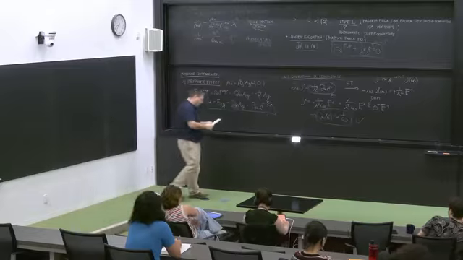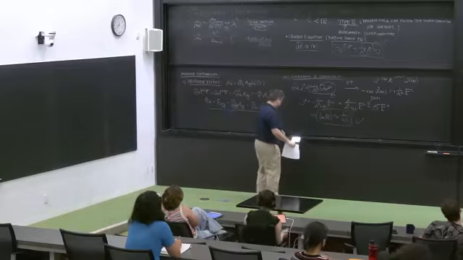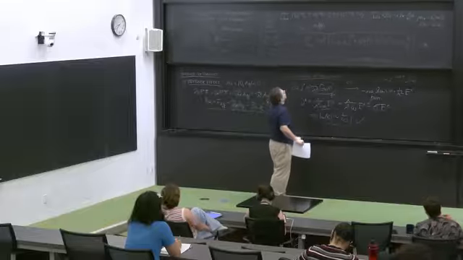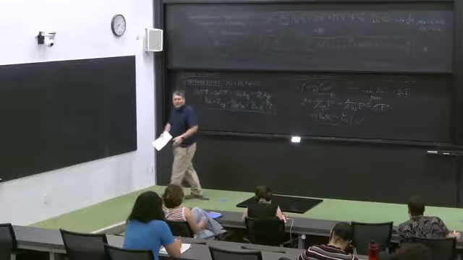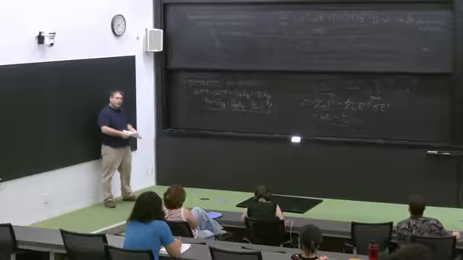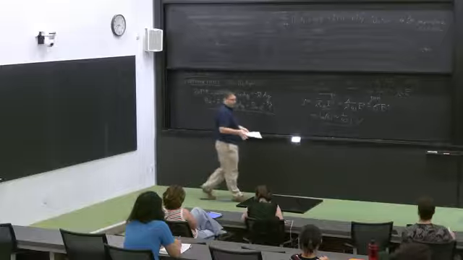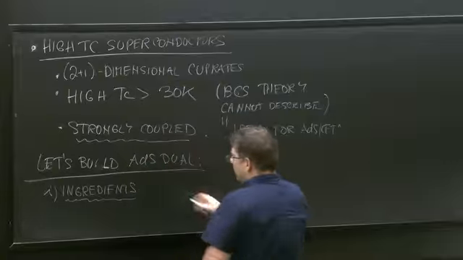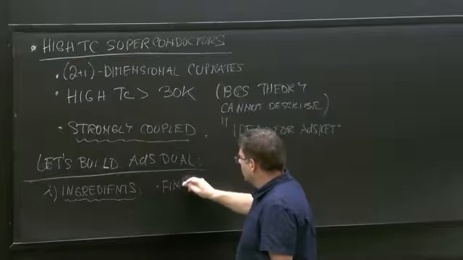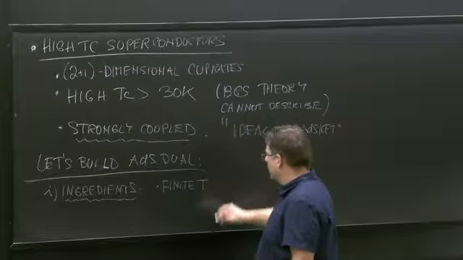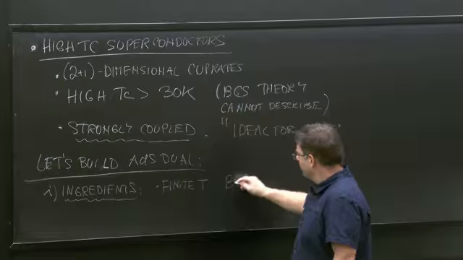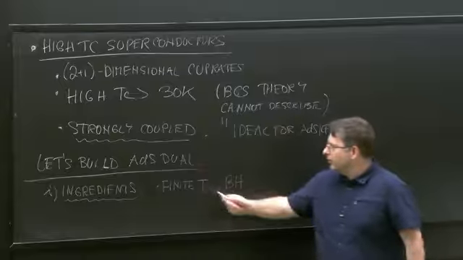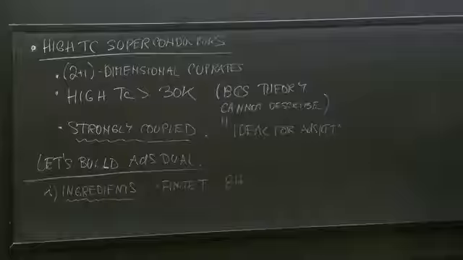And so first of all, well, we want to talk about superconductivity that's at finite temperature and stuff like that. So you need an AdS space with a black hole. The black hole will provide your temperature, right? So we have finite temperature, finite T. So that means we have a black hole. So we need to consider an AdS spacetime with a black hole.